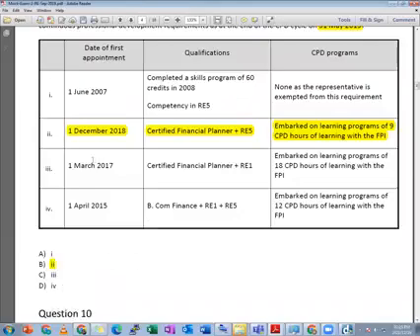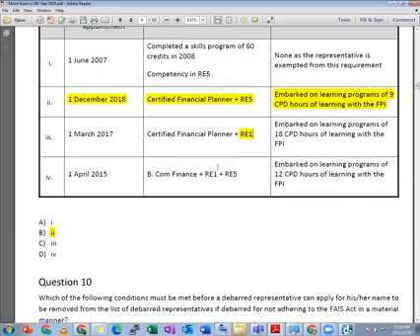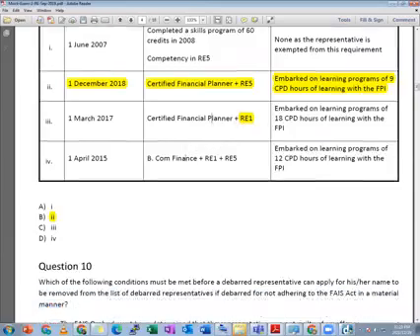To prove it, this guy, 1 March 2017, was appointed. He has the right qualification, but the wrong RE. This is not RE1, it's for individuals. So he's not fit and proper for a representative. He has to do RE5 for a representative position.